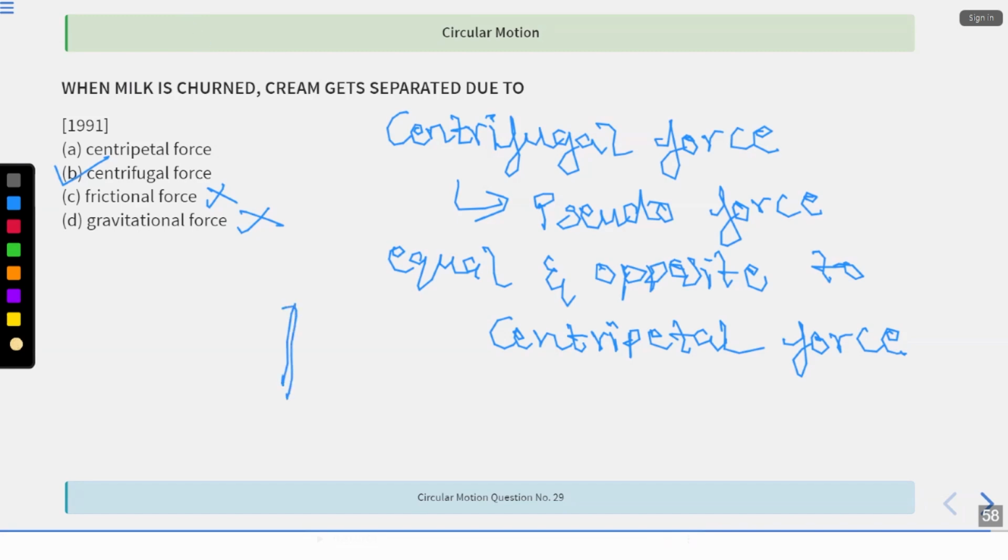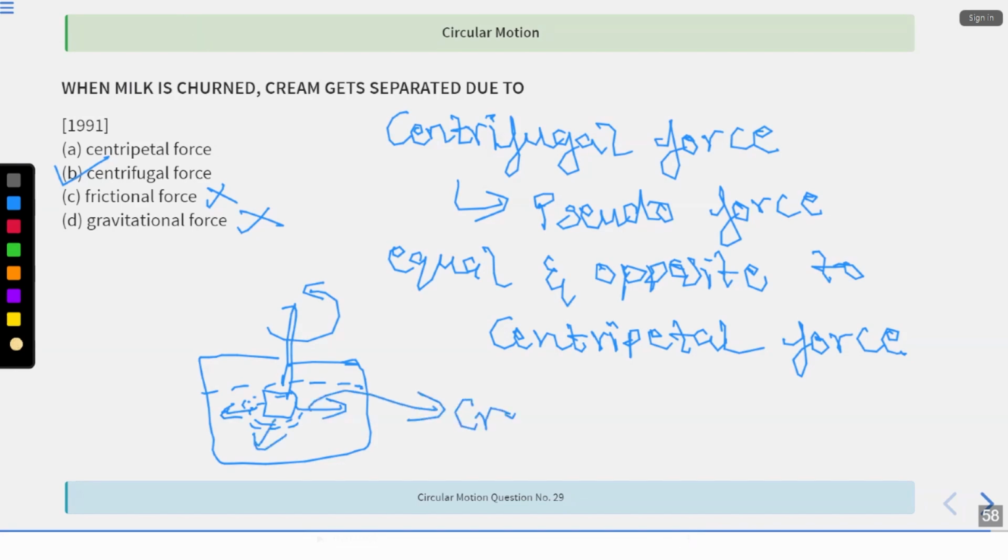So you're churning it over here, and this is the milk container. Let's just say this is the milk. So here you're rotating it. So there is a sensation being produced in this direction. So therefore the cream gets separated out. So therefore it is the centrifugal force and not the centripetal force.